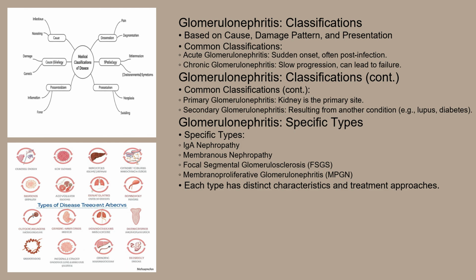Glomerulonephritis is broadly classified based on its cause, pattern of glomerular damage, and clinical presentation. Some common classifications include acute glomerulonephritis, which develops suddenly, often after an infection; chronic glomerulonephritis, which progresses slowly over time and can lead to kidney failure; primary glomerulonephritis, which occurs when the kidney is the primary site of the disease; secondary glomerulonephritis, which results from another underlying condition, such as lupus or diabetes. Specific types of glomerulonephritis include IgA nephropathy, membranous nephropathy, focal segmental glomerulosclerosis, FSGS, and membranoproliferative glomerulonephritis, MPGN. Each type has its own distinct characteristics and treatment approaches.